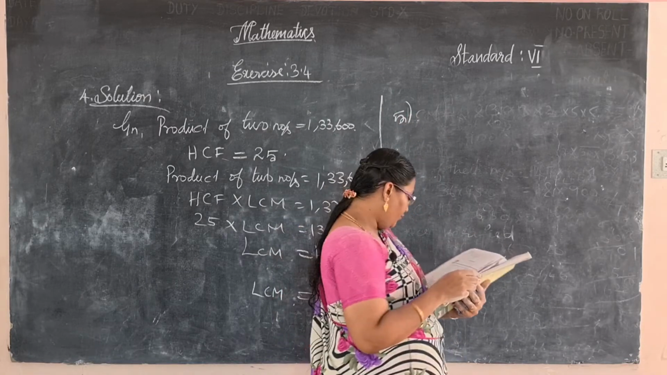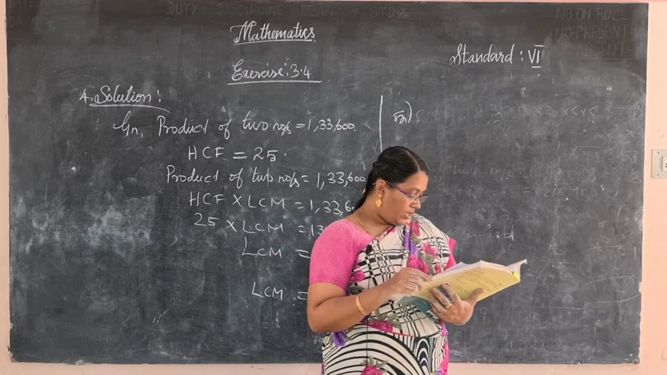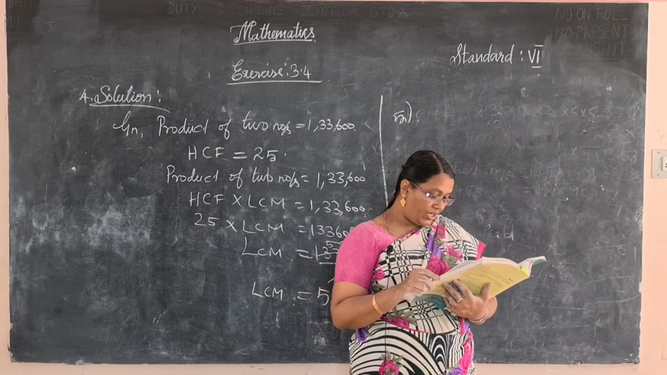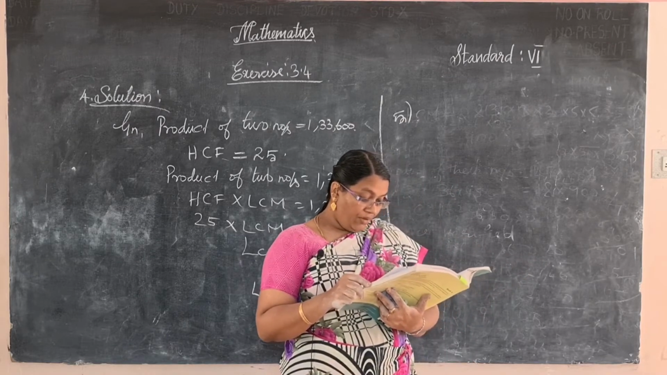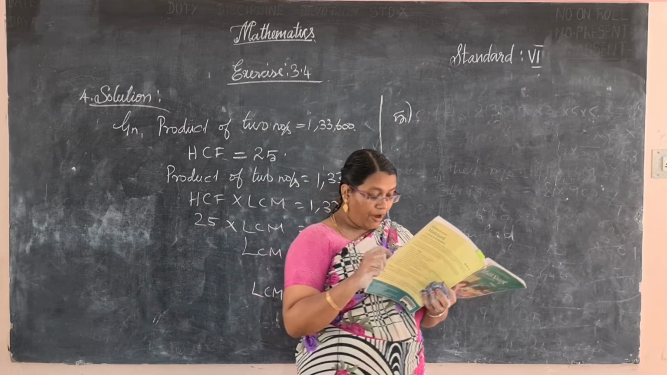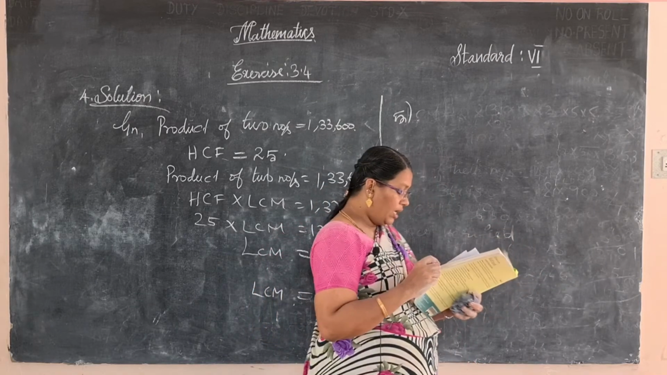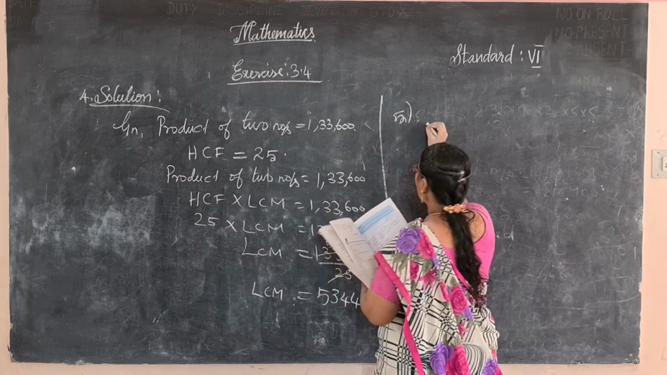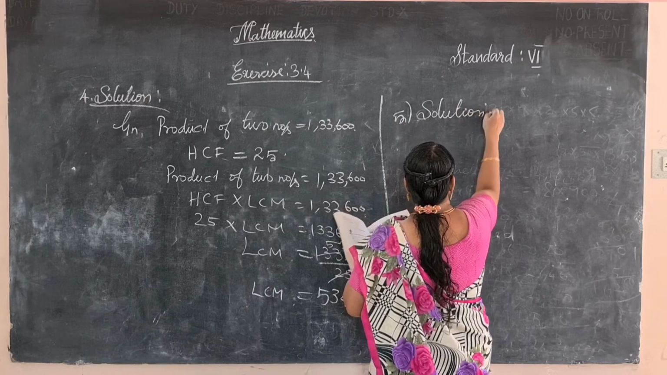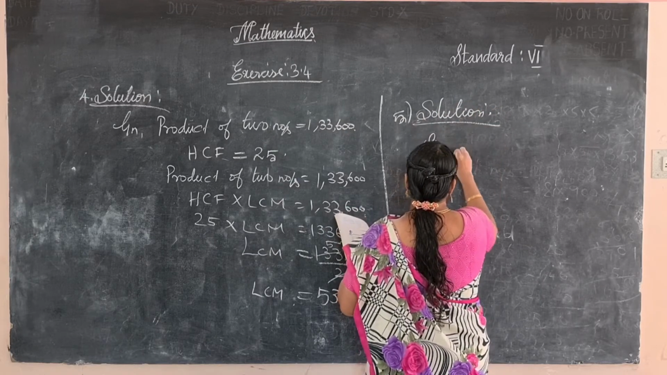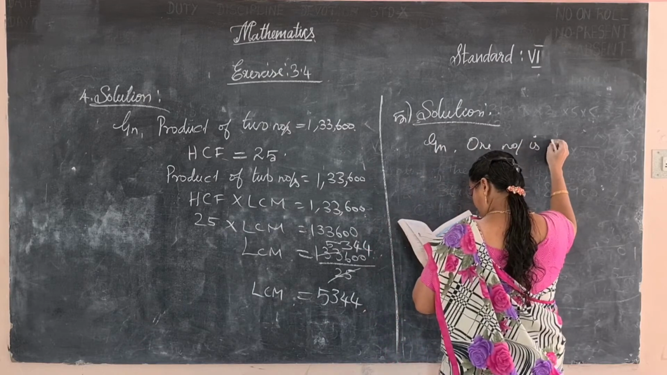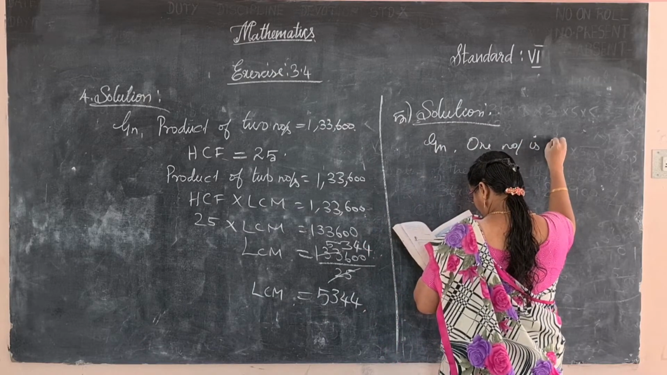The HCF of two numbers is 28. Okay, HCF of two numbers is 28 and their LCM is 540. If one of the numbers is 108, then find the other number. So the same formula we have used. So what are the values given? One number is, what is that? 108.